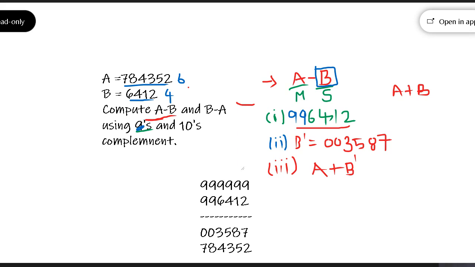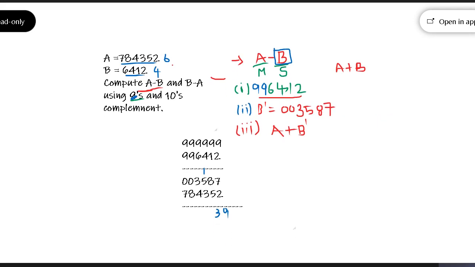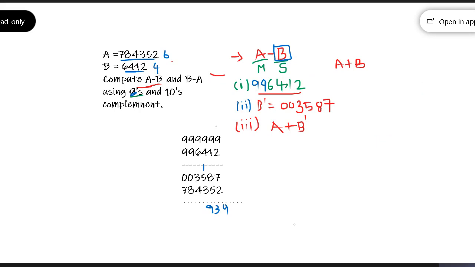So what you get now? 7 plus 2 is 9. 8 plus 5 is 13, 1 will go here. Now 5 plus 1 is 6, 6 plus 3 is 9. 9 is coming here. 4 plus 3 is 7. Again 8. And 0 plus 7 is 7. Now, is this the right answer?